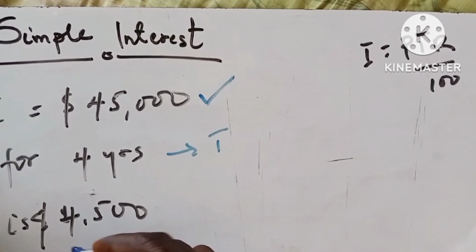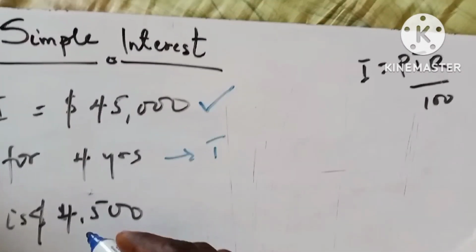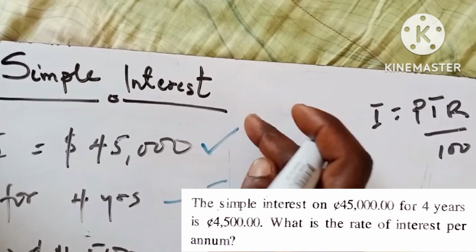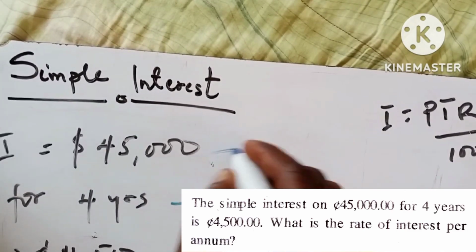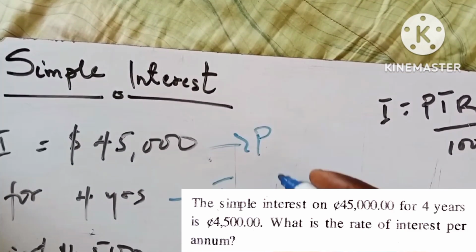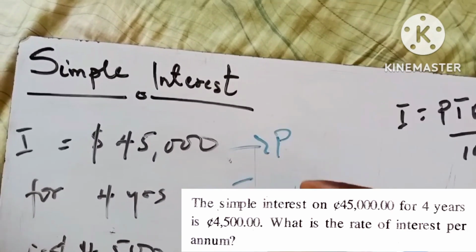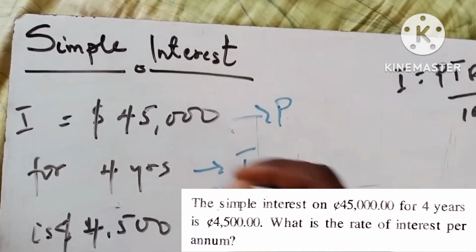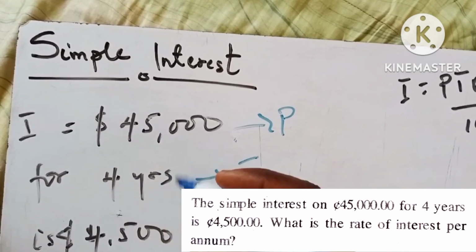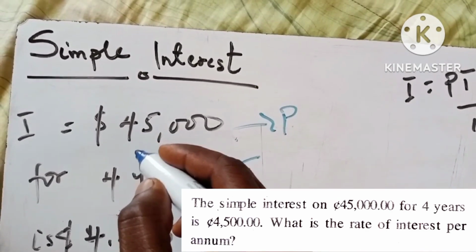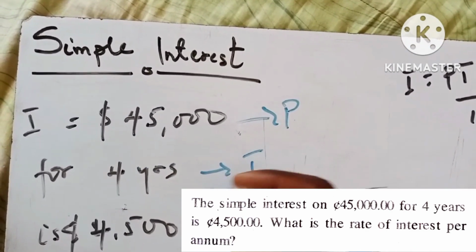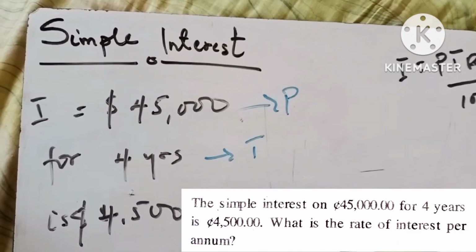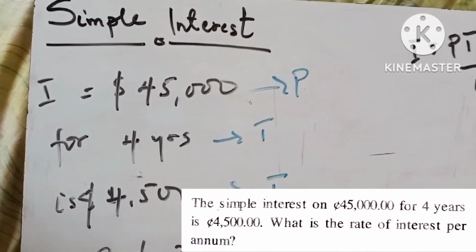And then what about this here? Now you have to pay close attention to the question. The question says a simple interest on this amount, so this is going to be our principal. Make sure that you are not making that mistake here. Make sure that you digest the information given to you before you proceed. Now the simple interest on $45,000 for 4 years is this, so this is going to be our simple interest. So now the rate is missing.